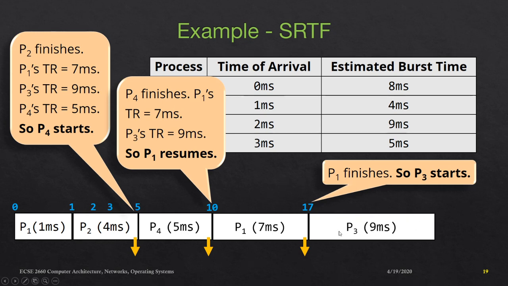So actually P3 turns out the longest process over here got the CPU's attention last, and it finished at 26 milliseconds. So that's how we work through this problem, where we have different processes that are arriving at the ready queue at different times, and their burst times also are variable.